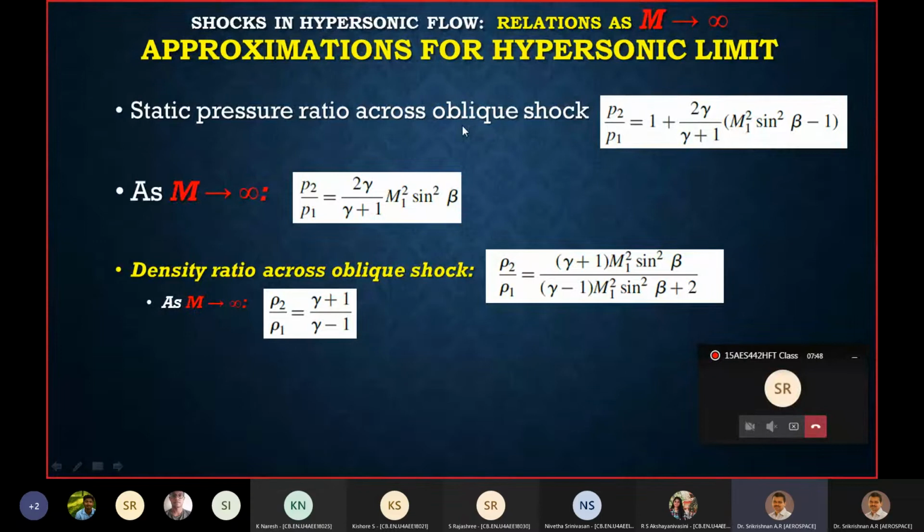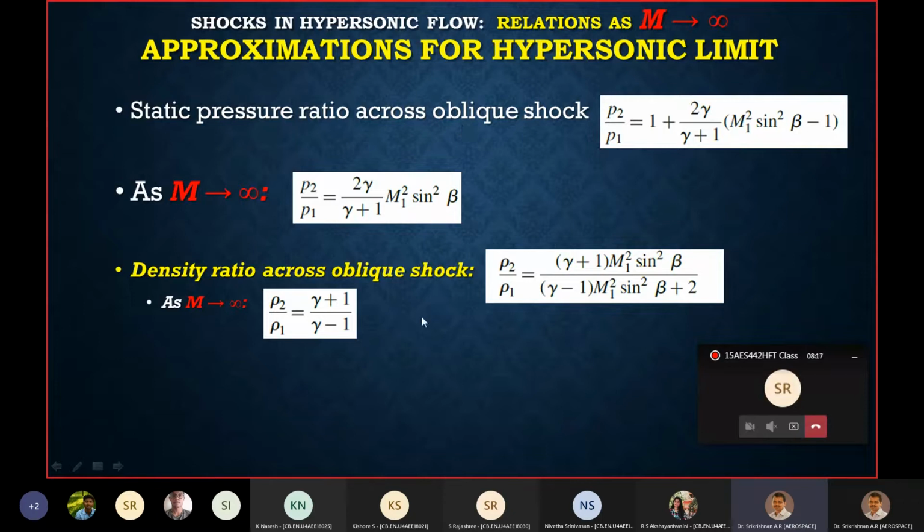So last class we have seen that as M tends to infinity, we can get some handy relations which give us some trend. Now we just take it as the trend actually, because there's nothing like infinity. So what happens when M increases? What happens to these ratios, and what's the trend that we can observe from them? That's the importance of looking at this so-called hypersonic limit.